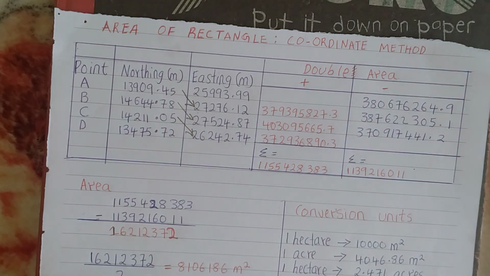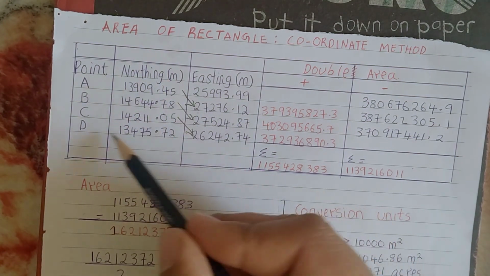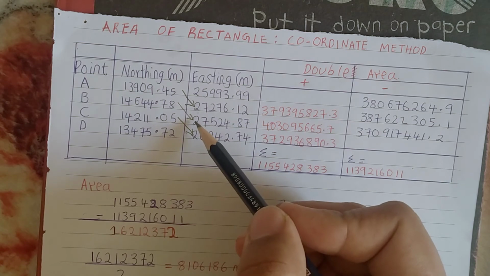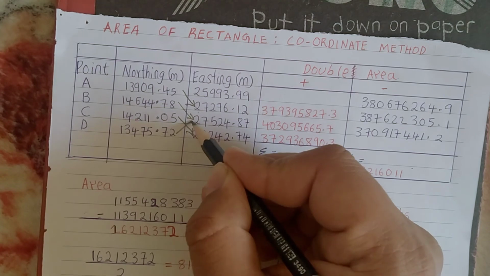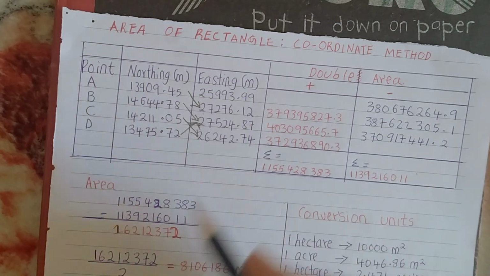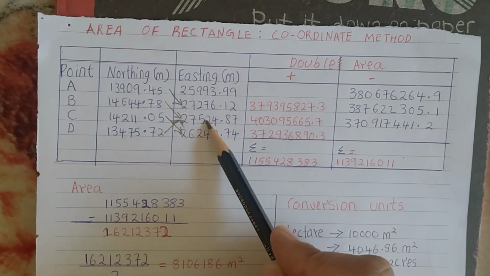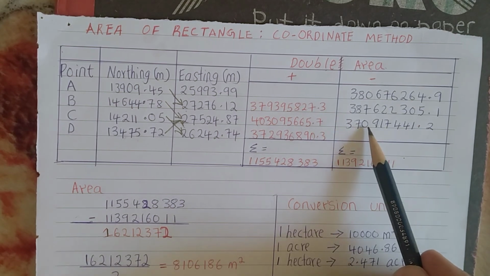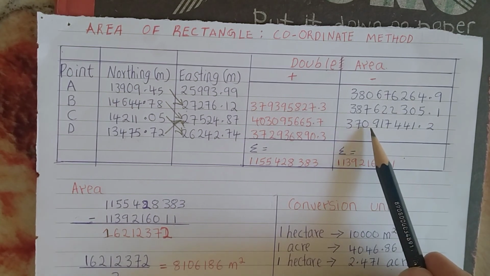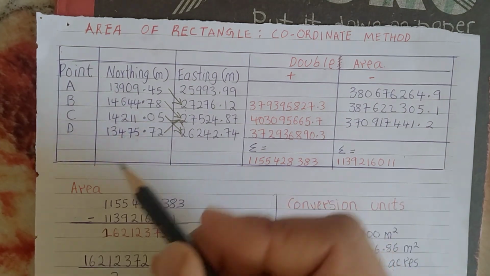So this one we shall start from here, from the northing of D, and then we go to the easting of C. So I'll put my arrow like this. So I'll multiply the northing of D and the easting of C, and then I write my answer over here. So the answer that I got when you multiply is 370,917,441.2, and then I'll do the same for the others.